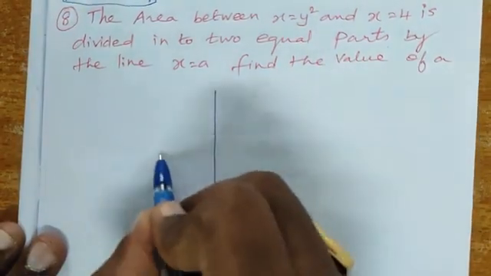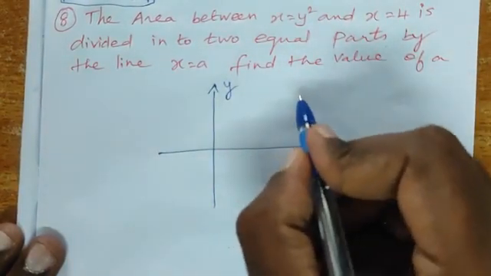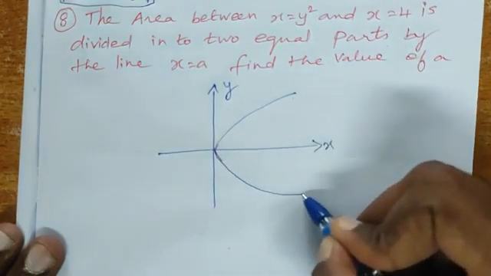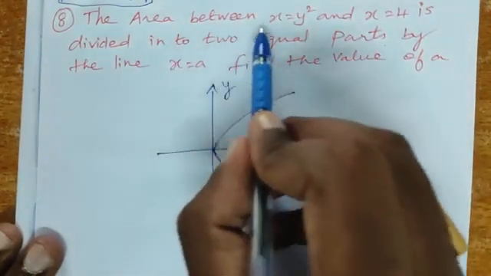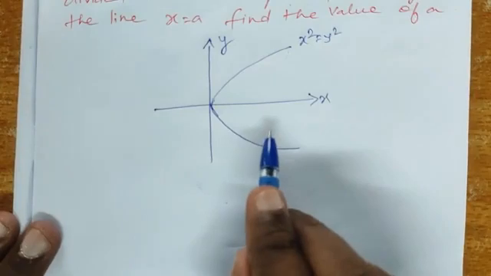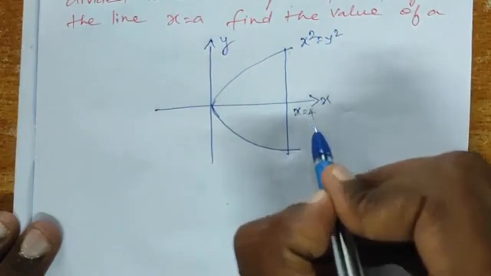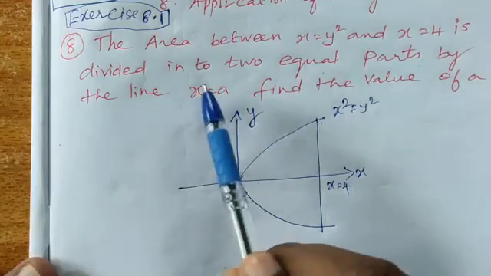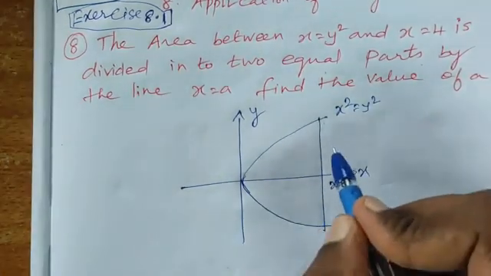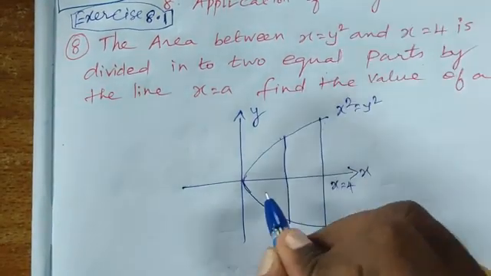So x equals y square, a parabola that opens rightwards. So y square is equal to x. Origin is the vertex. Here the area between x equals y square and the line x equals 4 is divided into two equal parts by the line x equals a.